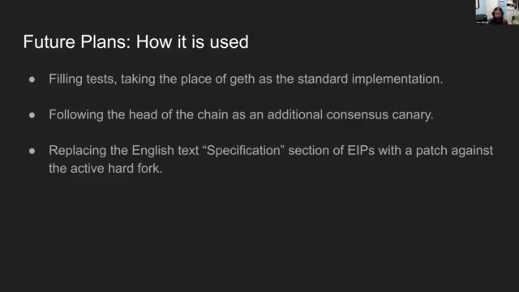I'd like to be able to follow the head of the chain as a consensus canary. So right now, there's the Forkmon tool that can take multiple clients and watch and see when things split. I'd like to add the spec to that, really helpful for debugging and other things like that. And finally, I'd like to be able to replace the specification section of EIPs with an actual Git diff or Git patch against the active hard fork. That's probably the thing I'm second most excited for after the annotated diffs, is improving the EIP process.